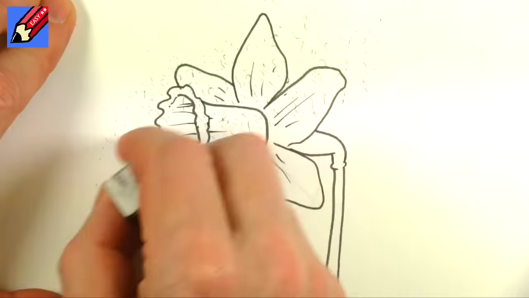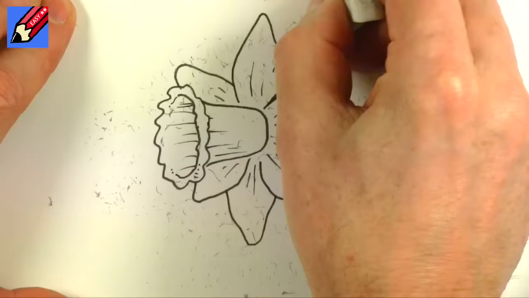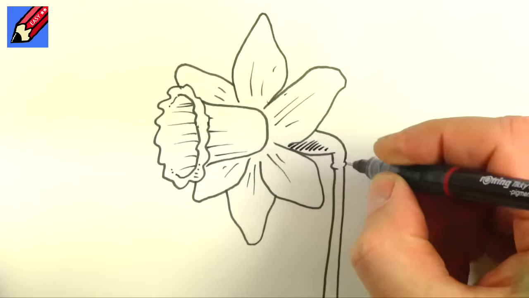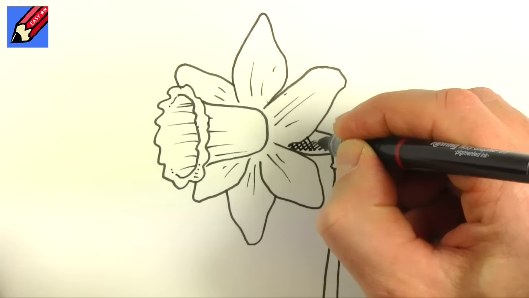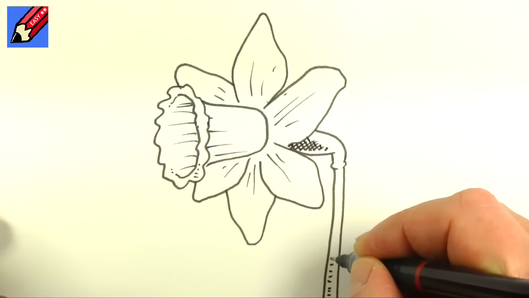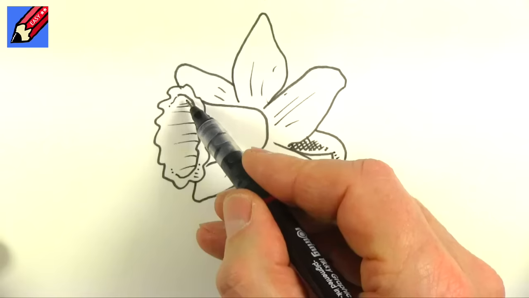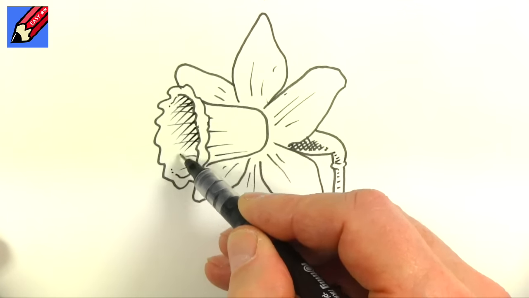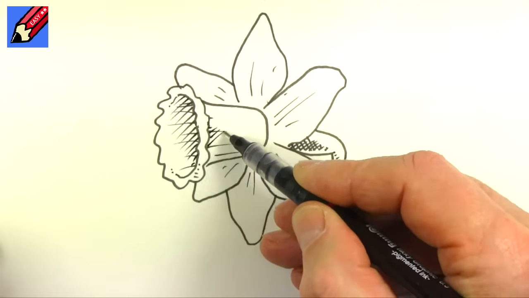When you are sure that the ink is dry, you can erase those pencil lines. Now you can add a bit of shadow in behind there like that. You want to put a little bit of shadow up the stem. We can maybe put a bit of shading in the bell just there. You might want to put some shading in here.